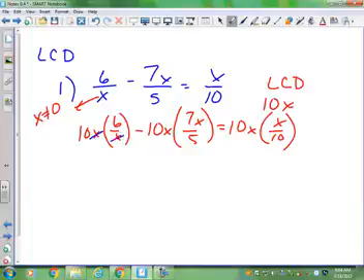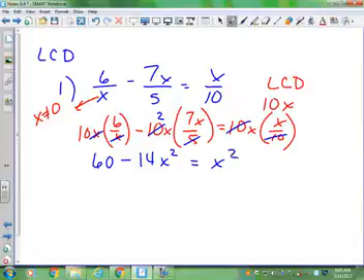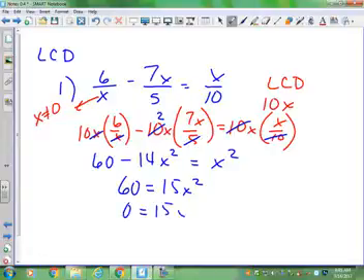So now these two cancel, giving me 60. 5 goes into 10 two times, so that multiplies out to be negative 14x squared. And on the other side, the 10s cancel, giving me x squared. Now, I probably want the x squares on the other side. So if I add 14x squared to the other side, I'll get 15x squared. There's a couple of ways I can solve that, but I'm just going to make it equal to 0 because that's just easier.